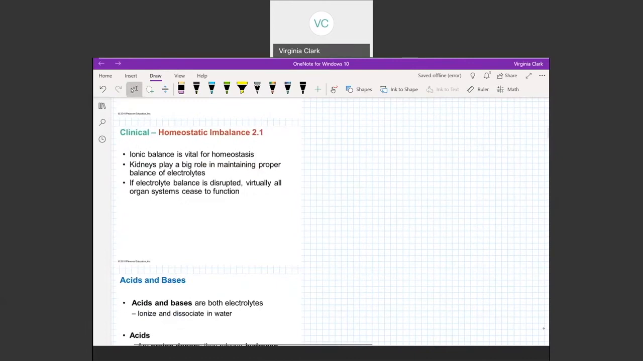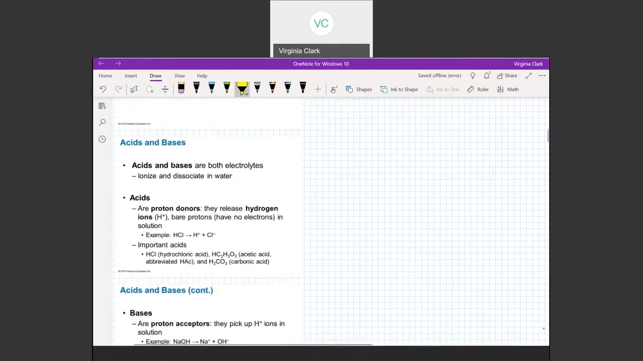Okay, this is really important for homeostasis, especially when it comes to maintaining their balance, which is the role of the kidneys. And if there is a disruption in any of this electrolyte imbalance, essentially all organ systems will cease to function. So as we get into later semesters and we talk about how things work, you will see chloride, potassium, calcium, all of these will show up again. And if they are not there, the system cannot work.